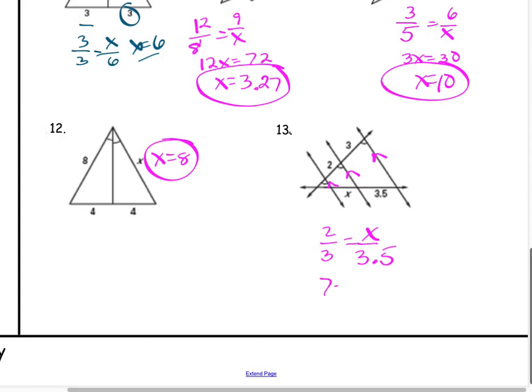And so you can cross multiply that. 2 times 3.5 is 7. 3x, I'm going to get a decimal again. So 7 divided by 3 is 2.3 repeating, 2 1/3 is x there. So that's how to use those proportionality theorems.